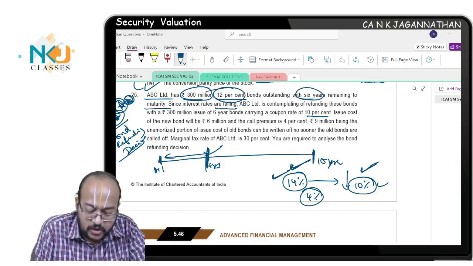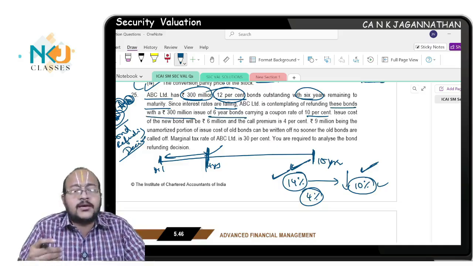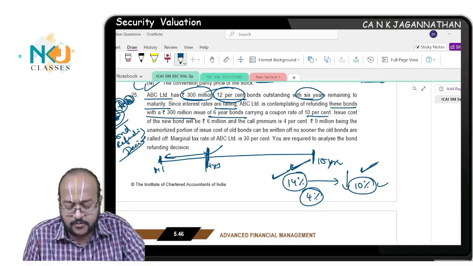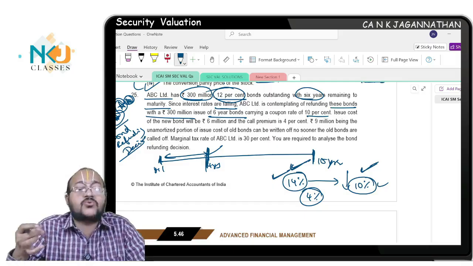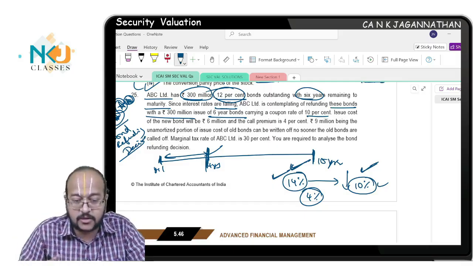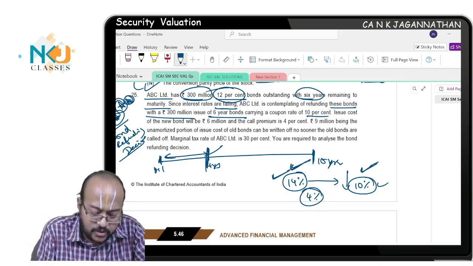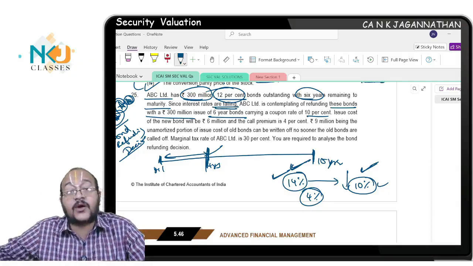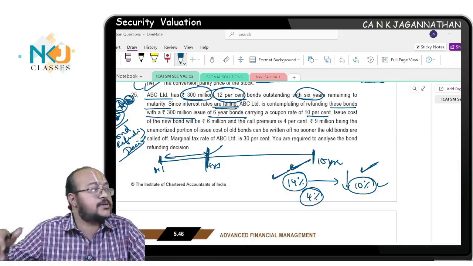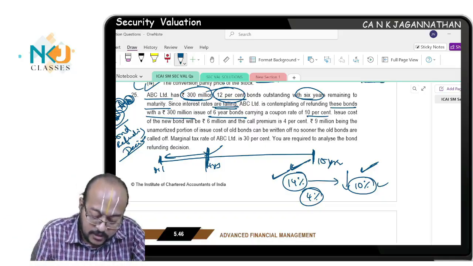Since interest rates are falling, ABC Limited is contemplating refunding this bond with a 300 million issue of 6 years bond. See, this can only be done when you issue it as a callable bond. Are you understanding? You cannot suddenly change the interest rate and issue. After 4 years, with the balance 6 years remaining, the company is thinking to recall the old bonds.